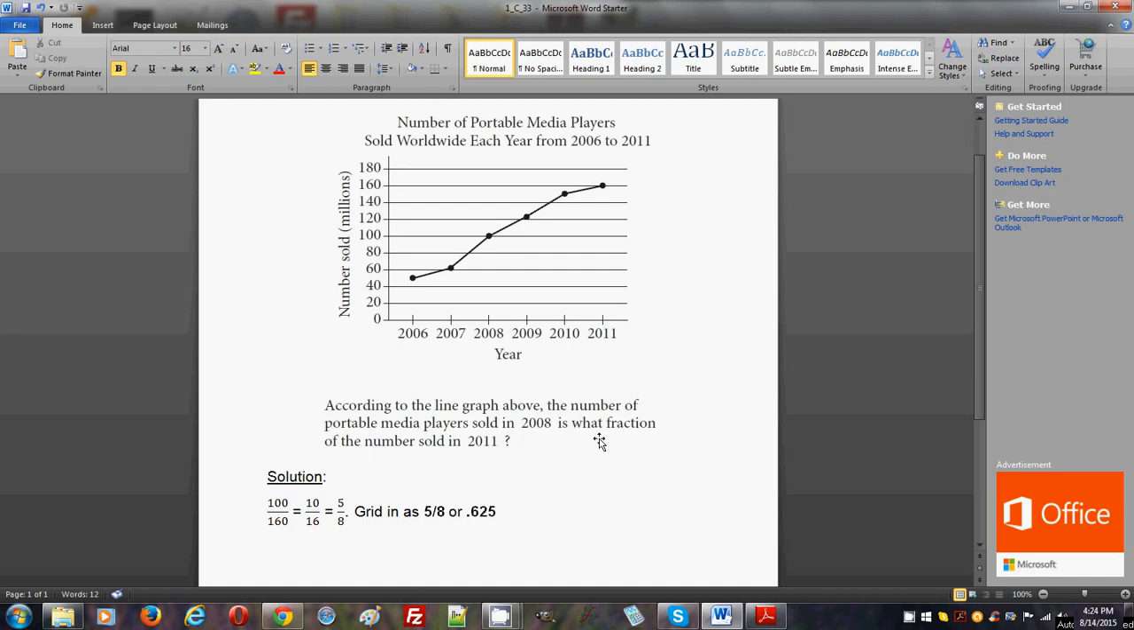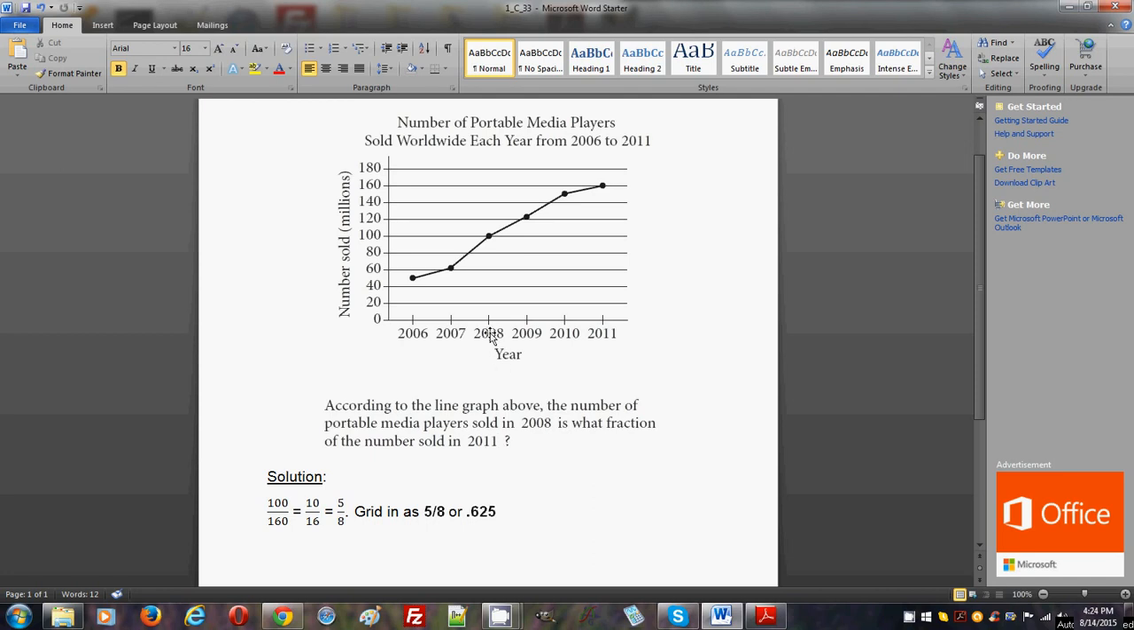So let's see. Since they're asking you the number of portable media players sold in 2008 is what fraction of the number sold in 2011, you must understand that the number sold in 2008 will be the numerator, right? And the number sold in 2011 will be the denominator, right? Because it asks you what fraction it is of the number sold. So when you see "is what fraction of the number," you know that 2008 must be the numerator and 2011 must be the denominator. That way you will find what the fraction is.